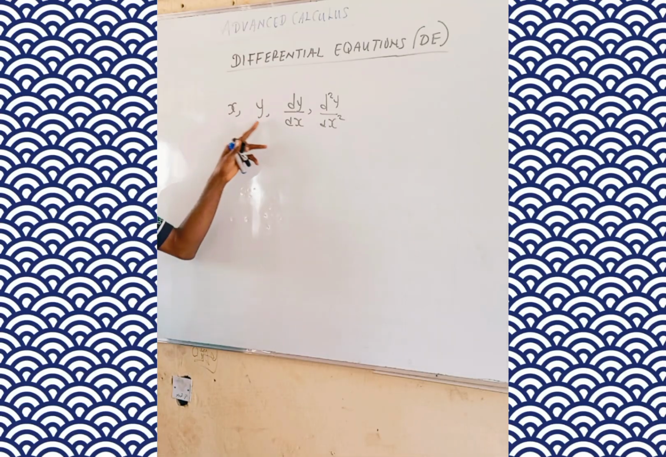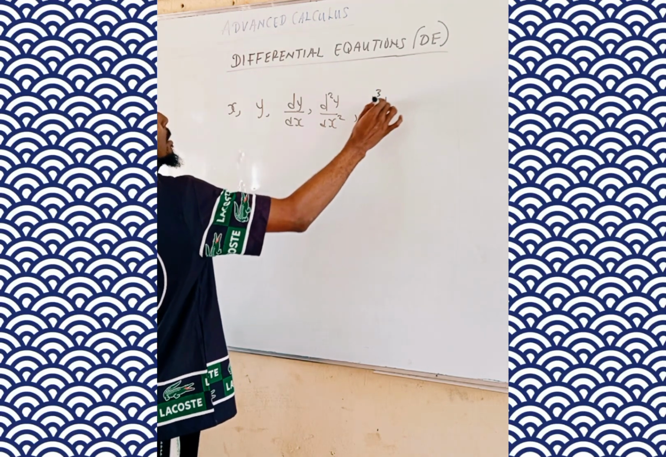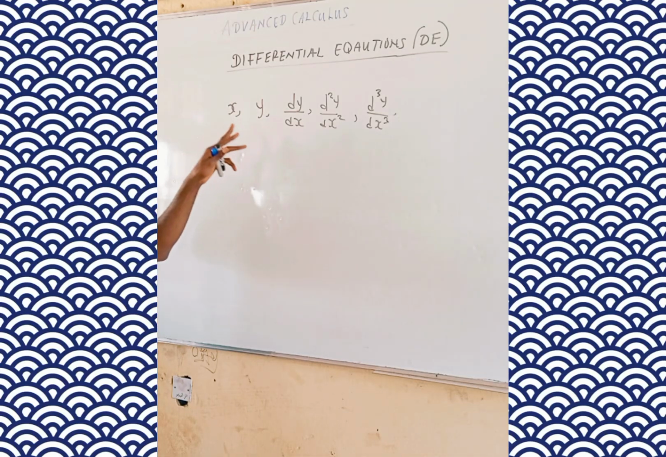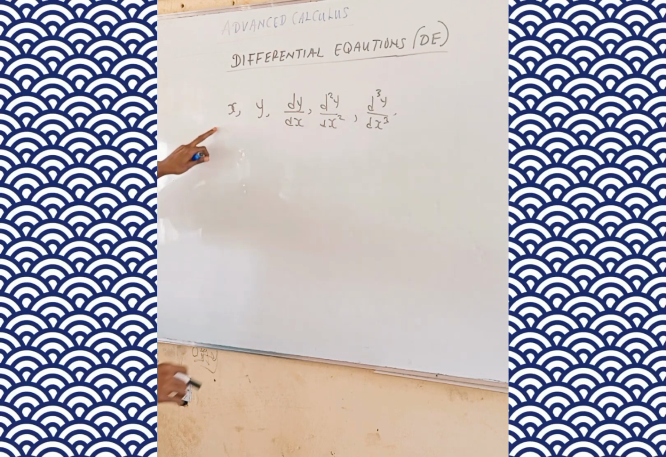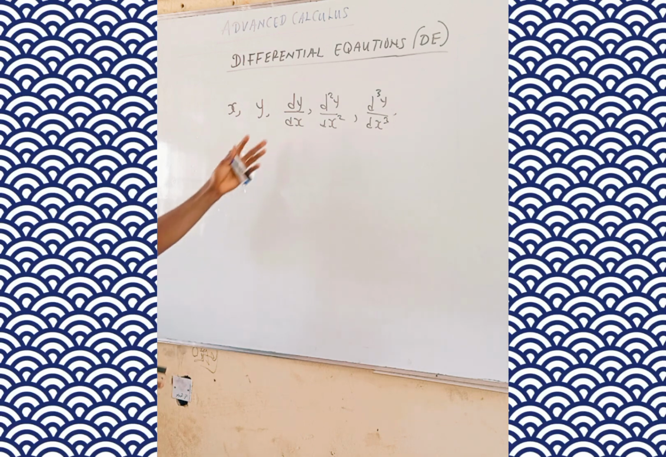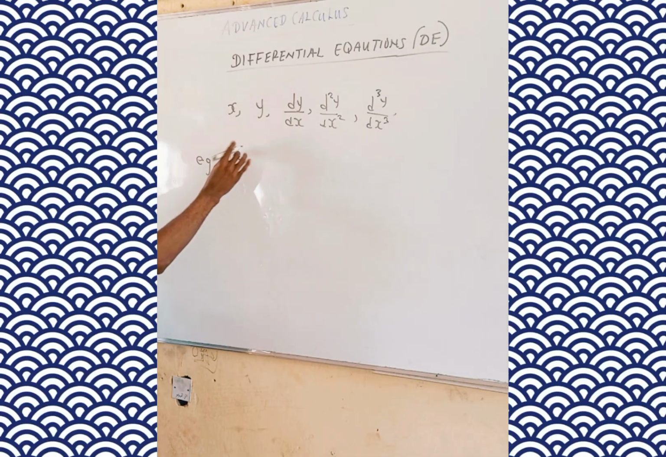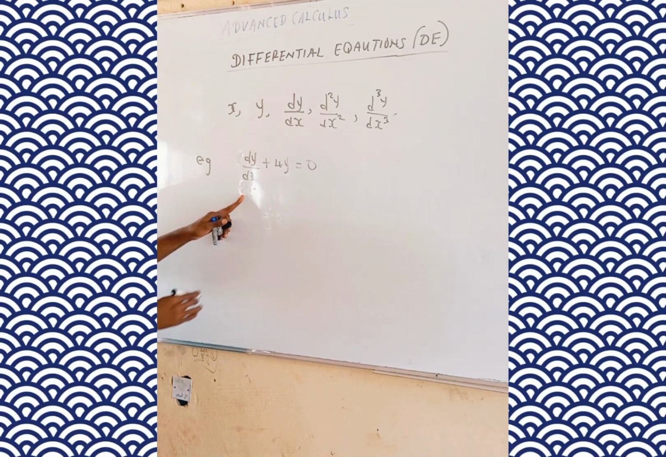So any equation that contains any of these, we can easily have other higher derivatives, d cube y over dx cube. Any equation that contains x, y, and any of these derivatives of y with respect to x, it can be one, two, or three of them, is a differential equation. Let's take an example: d square y over dx square plus 4y is equal to 0 is an example of a differential equation.